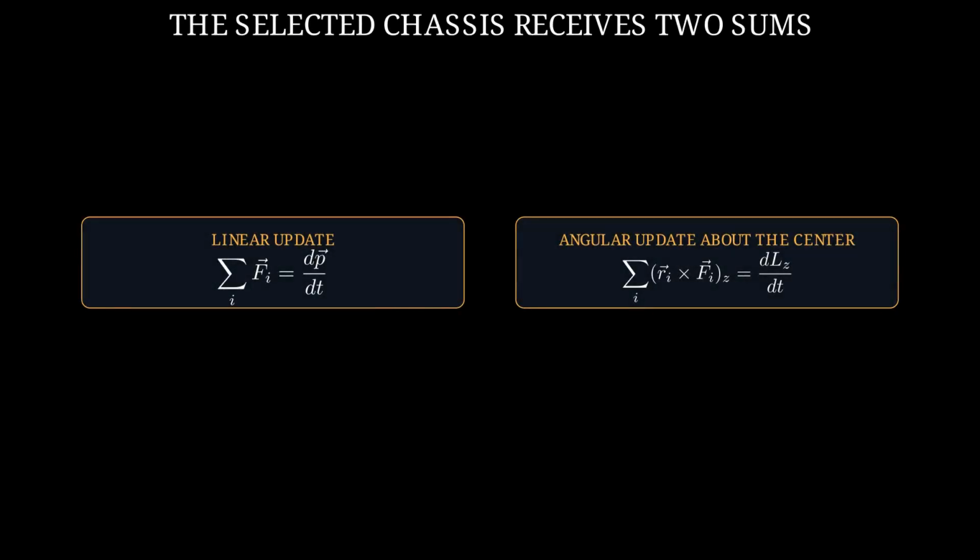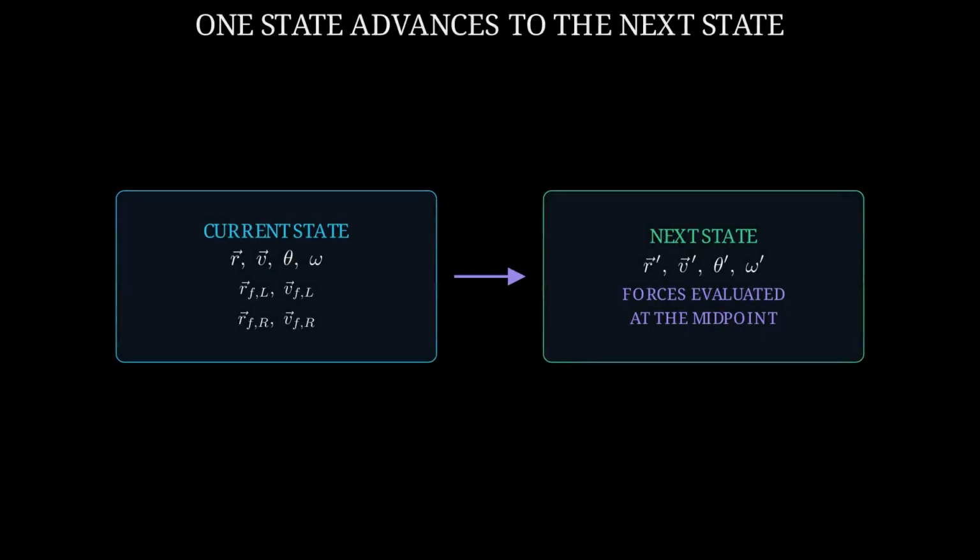At each step, the engine adds every external force on the selected body and adds each force's turning effect about the center. The force sum updates linear motion. The torque sum updates angular motion. The calculation then advances the chassis center, orientation, 2 foot positions, and all of their velocities.